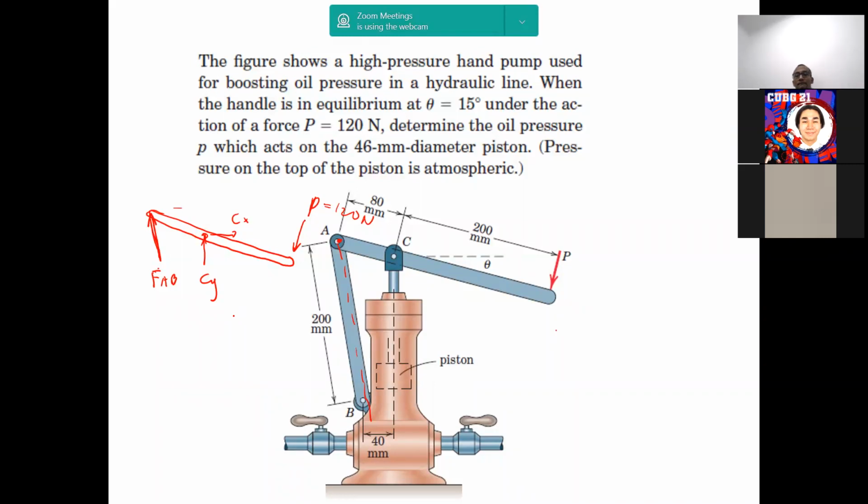Okay, Rafi, do you get it? Yeah, I get it, sir. Now, from this one, Rafi, can we solve this problem? The angle here is 15 degrees.